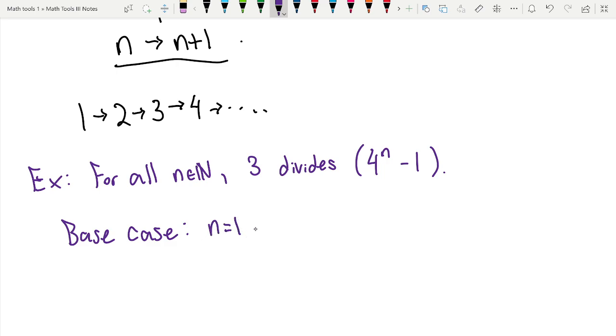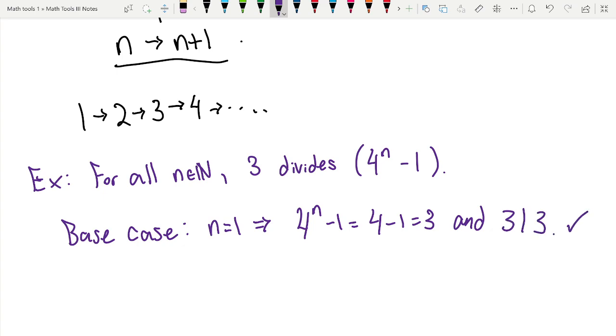So if n equals 1, this implies that 4 to the n minus 1 is equal to 4 minus 1, which is 3. And clearly 3 divides 3. Okay, so we're done. Not really much to do here, and that's typically how it'll go for the base case. The base case is typically the pretty easy part of the proof.